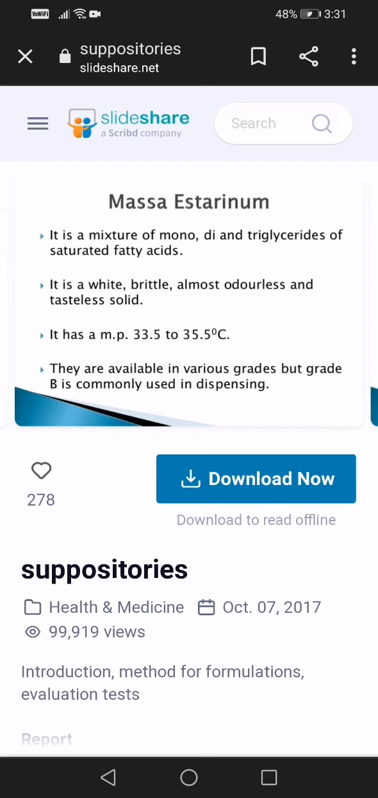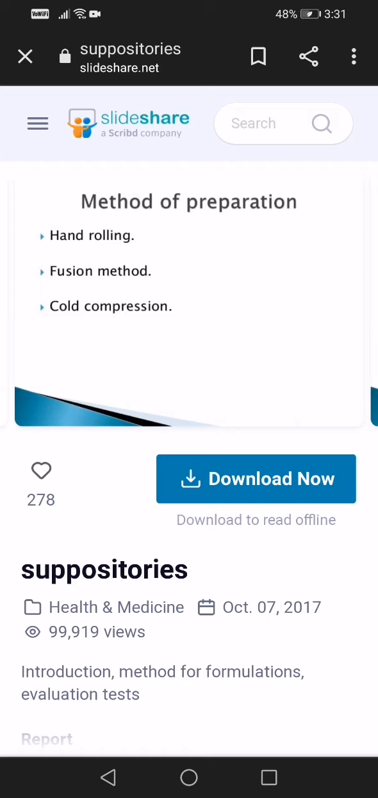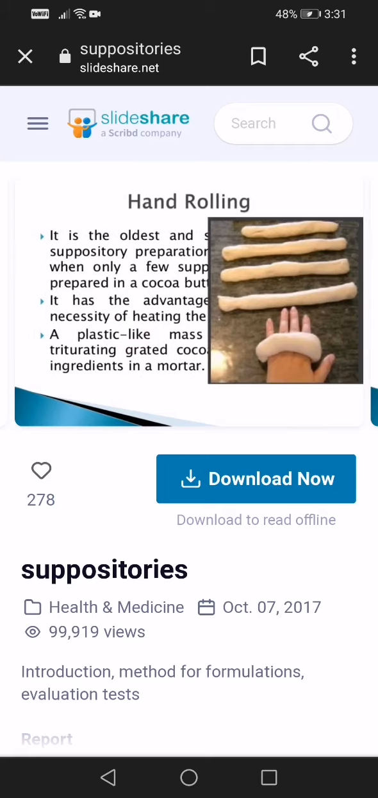Along with the bases, we have to know the methods of preparation of suppositories. Generally there are three methods: hand rolling, fusion method, and cold compression method. Coming to hand rolling, you can see in the diagram. You take the active ingredient and add the base to it, so it forms like a dough. With the hand only you have to prepare rolls by hand rolling. You can see in the diagram, slowly you do the rolls, and from those rolls you prepare the suppositories.